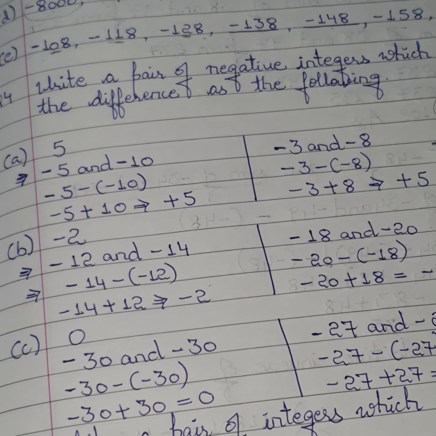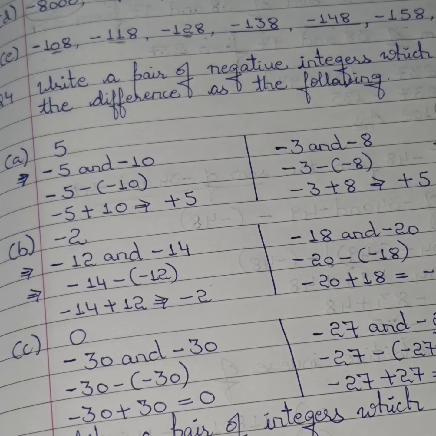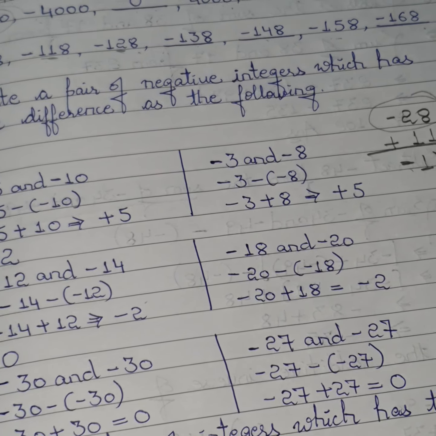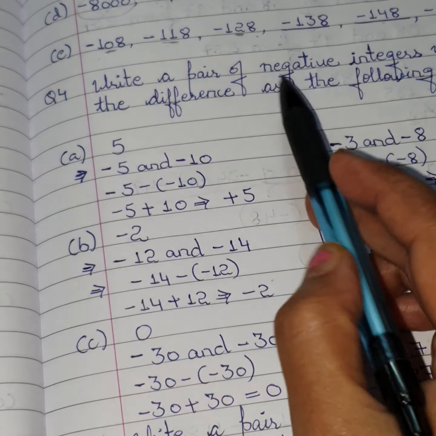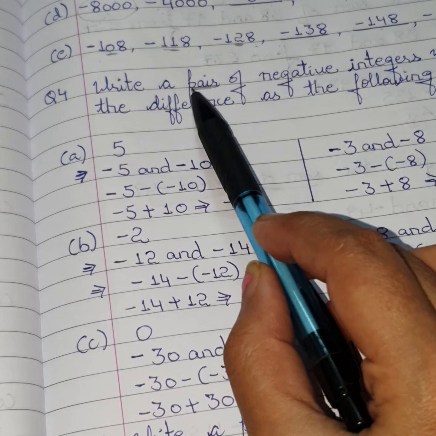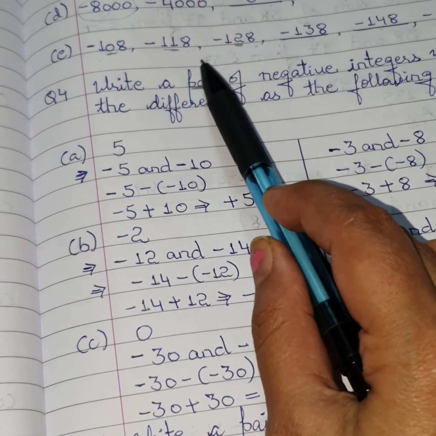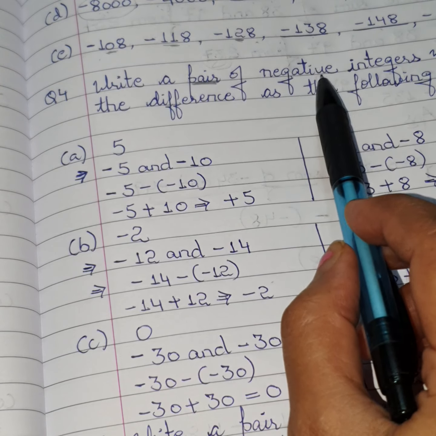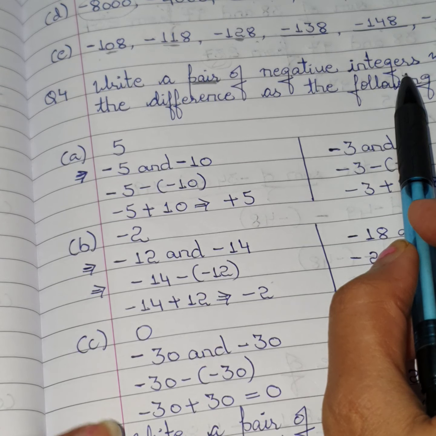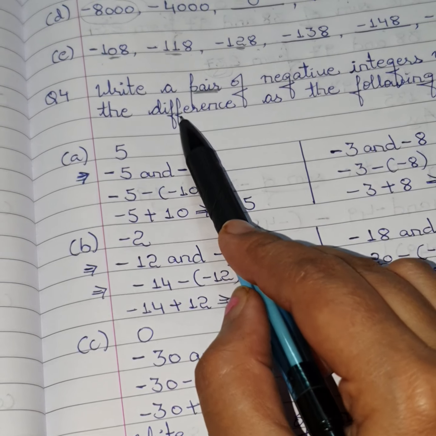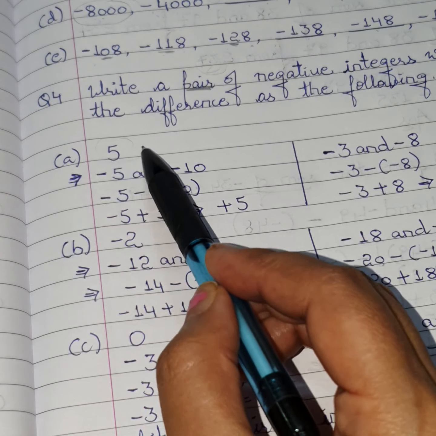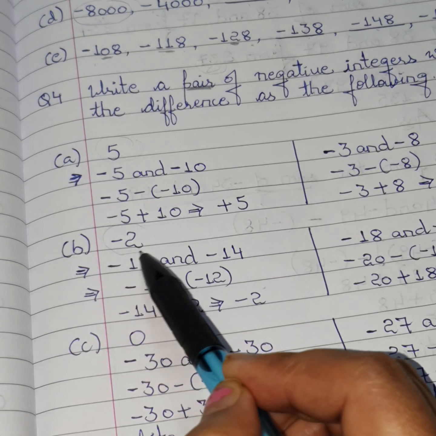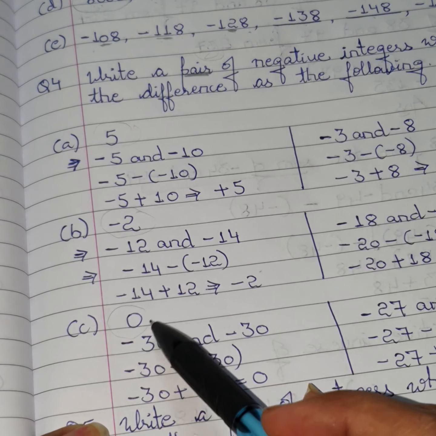So students, in question number 4, it is asked to write a pair of negative integers which has the difference as the following. We have to take the pair. Pair means 2. Whenever the word pair is there, that means we have to take 2. So we have to take 2 negative integers, and when you subtract them, you get the result in A part as 5, in B part as -2 and in C part as 0.